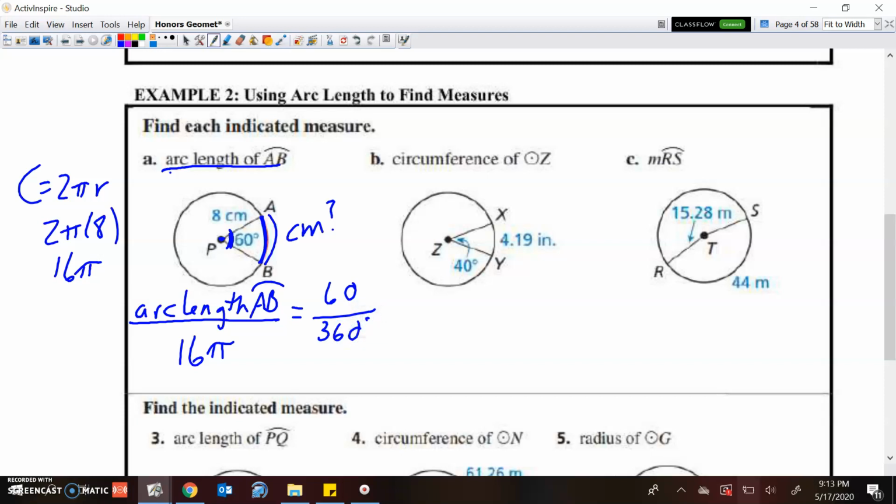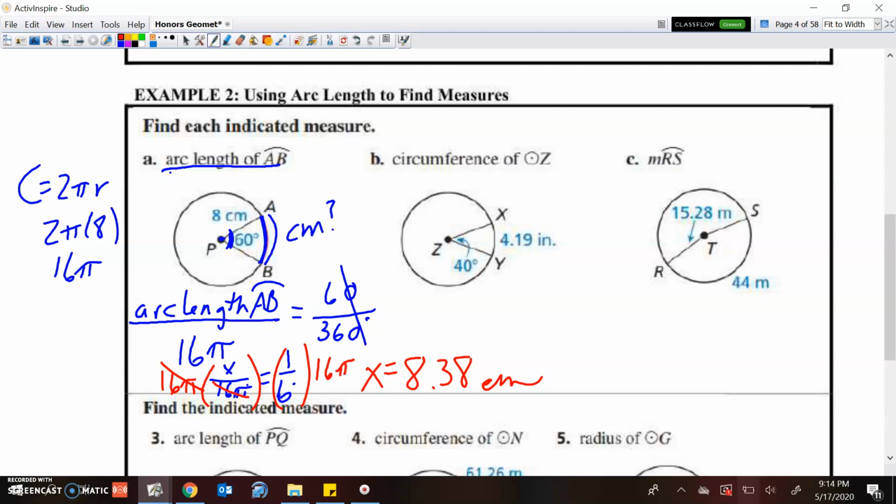Let's go ahead and simplify it a little bit. It's going to be x over 16 pi equals 60 over 360. The zeros cancel, so this is really just 1/6. I can multiply both sides by 16 pi. Those cancel out, and I'm left with x equals, on my calculator, 1/6 times 16 pi. In the end I should get an answer of 8.38 if I round it to the nearest hundredth, which they don't say, and this is in centimeters.